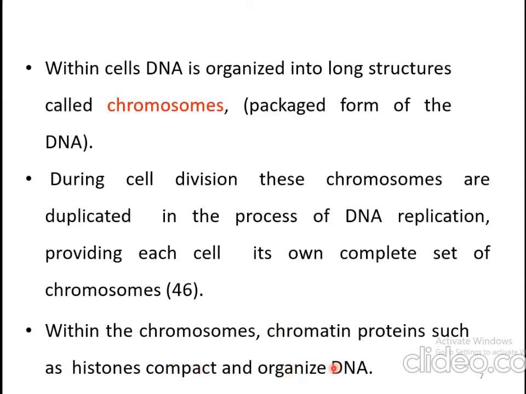Within the chromosomes, along with the genetic materials, DNA and RNA, proteins are also present known as chromatin proteins, and the name of these proteins are histones, or specific types of protein present in nuclear materials are known as histones proteins. These proteins are compact and they organize this DNA or genetic material into specific form or specific shape.